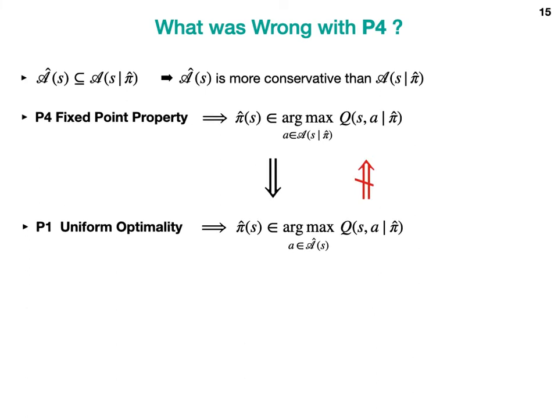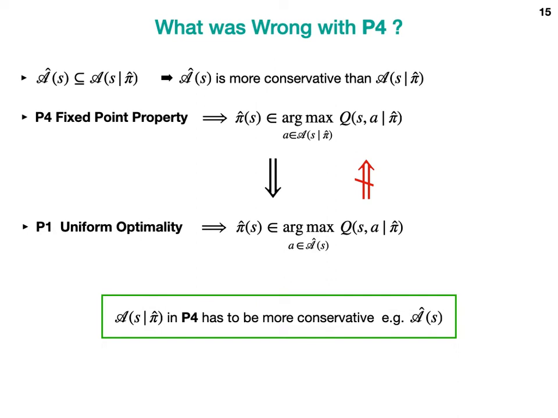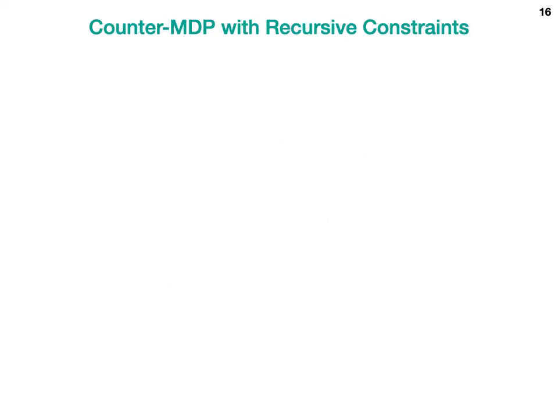Therefore, the implication is that P1 does not necessarily imply P4. And we hypothesize that the safe action set in P4 has to be more conservative, which is at least true for the counter MDP. So let's now revisit the counter MDP with the idea of recursive constraints.